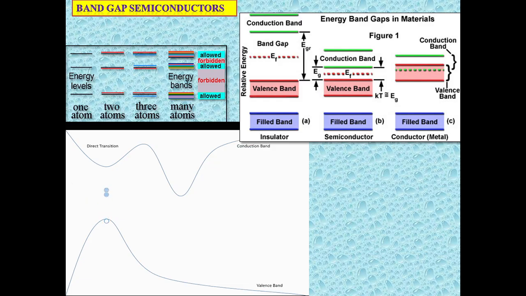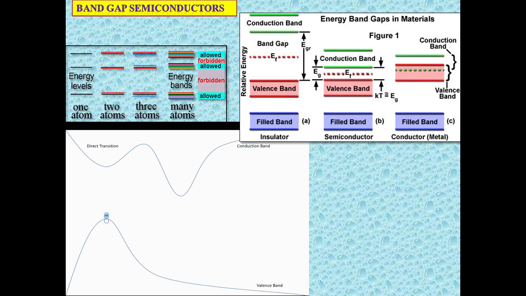In this diagram, it is shown how the band gaps are produced in the semiconductors. In the first diagrams, there is the energy level for one atom, the energy level for two atoms, the energy level for three atoms, and for many atoms, how the energy bands are arranged. For one atom there is an allowed energy, a forbidden band, and again an allowed energy.